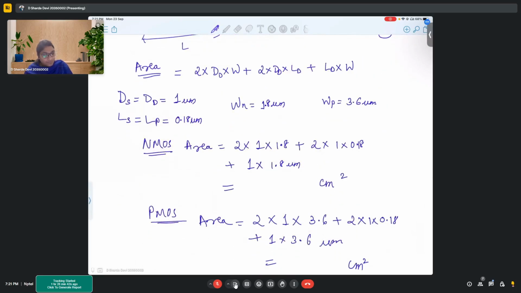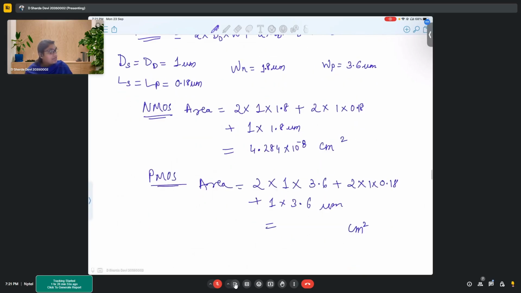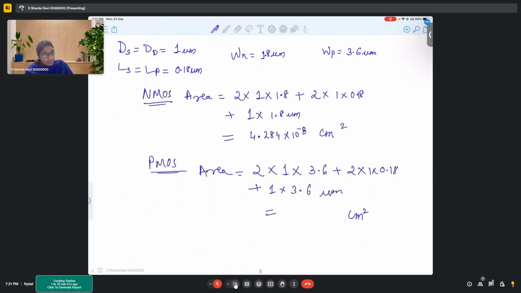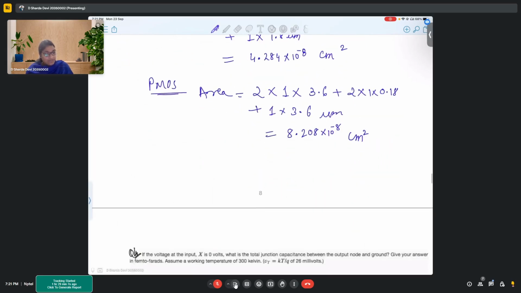So for NMOS, the area that I've got is 4.284 into 10 to the power minus 8 centimeters square, whereas for PMOS it is 8.208 into 10 to the power minus 8 centimeters square.